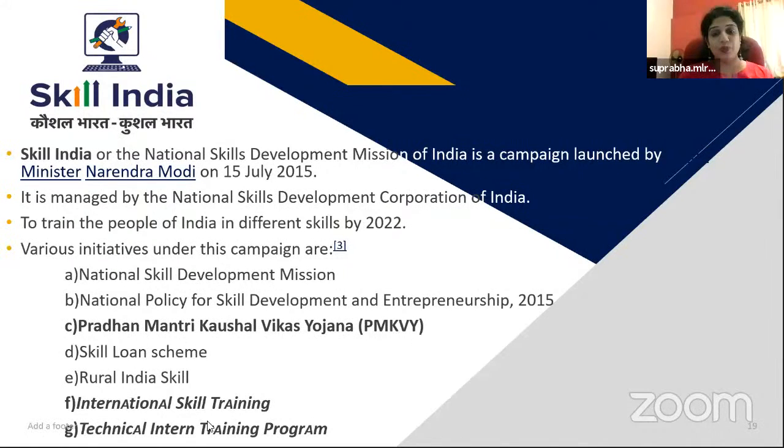So you might get the abbreviation in the exam, or any one of these, not the CFG, because we'll be discussing the CFG point separately. Apart from that, they might ask you Rural India Skill or Skill Loan Scheme, under which campaign it comes. Such kinds of questions you might also get. So you have to be very thorough with whatever you read. Moving on, we'll check what NSDC is about.